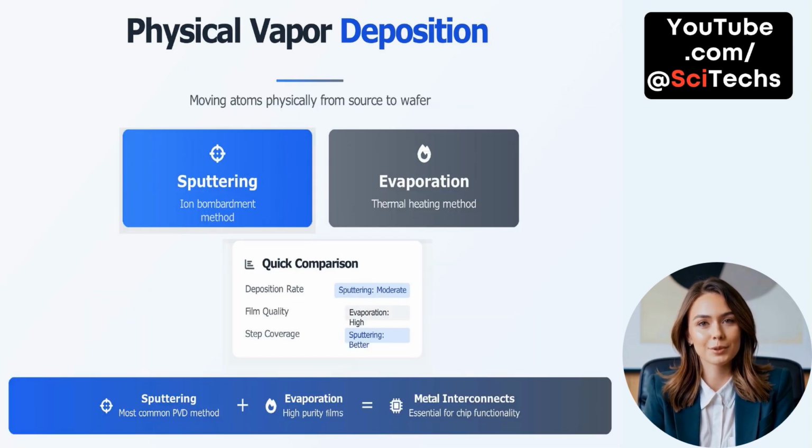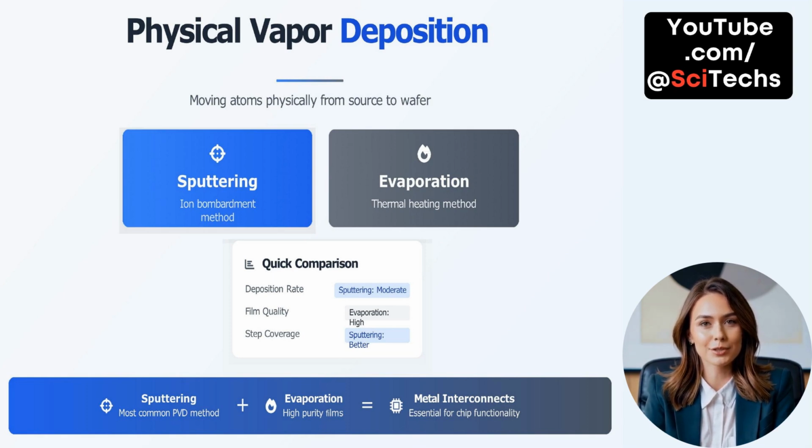Physical vapor deposition. Physical vapor deposition, or PVD, encompasses two main methods: sputtering and evaporation. Both aim to move atoms physically from a source material to the wafer surface, but each has unique strengths. Sputtering, the most common PVD method, uses ion bombardment to eject atoms from a target material. It provides better step coverage, making it suitable for more complex topographies. However, the deposition rate with sputtering is typically moderate compared to other techniques.